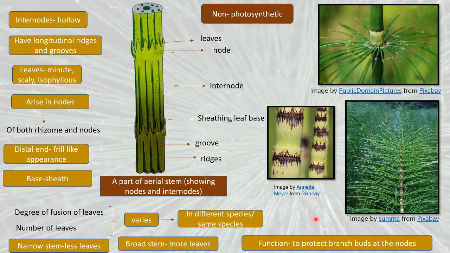So I think this is clear with the understanding of nodes and internodes. Now we move towards the understanding of internal structure. So we understood the external morphology, and now we look into the internal structure, first of all of the aerial shoot.